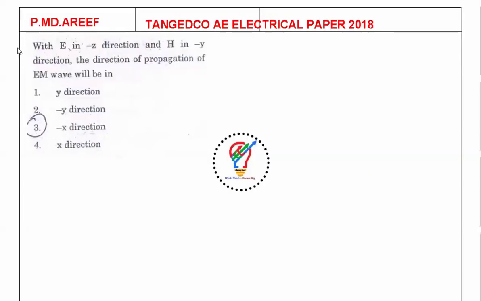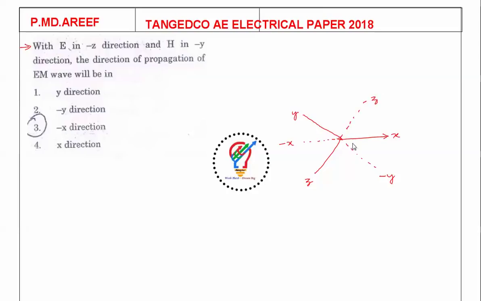Next question, with E in minus Z direction and H in minus Y direction, the direction of the propagation of the electromagnetic wave will be in? So this question was already discussed in my previous videos. So we will take x direction and y direction here, and finally we will take z. So minus y means here and minus x means in this direction, and minus z is in this direction here.